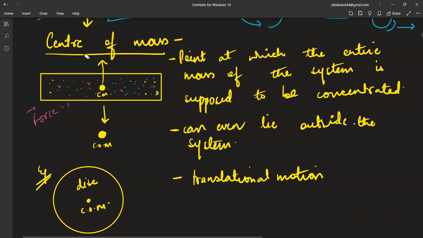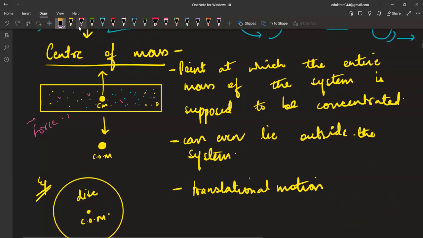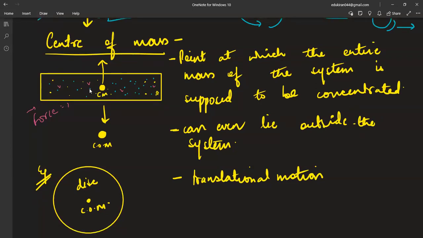So what we do is take one point and assume that the entire mass of the system is concentrated over there. That point we call the center of mass. Suppose this is the center of mass. I can replace this entire brick with just this point, and it will act exactly like the brick. It is a notation for this. Whatever velocity of this center of mass I take will be the velocity for the entire body. It's just a way to calculate.